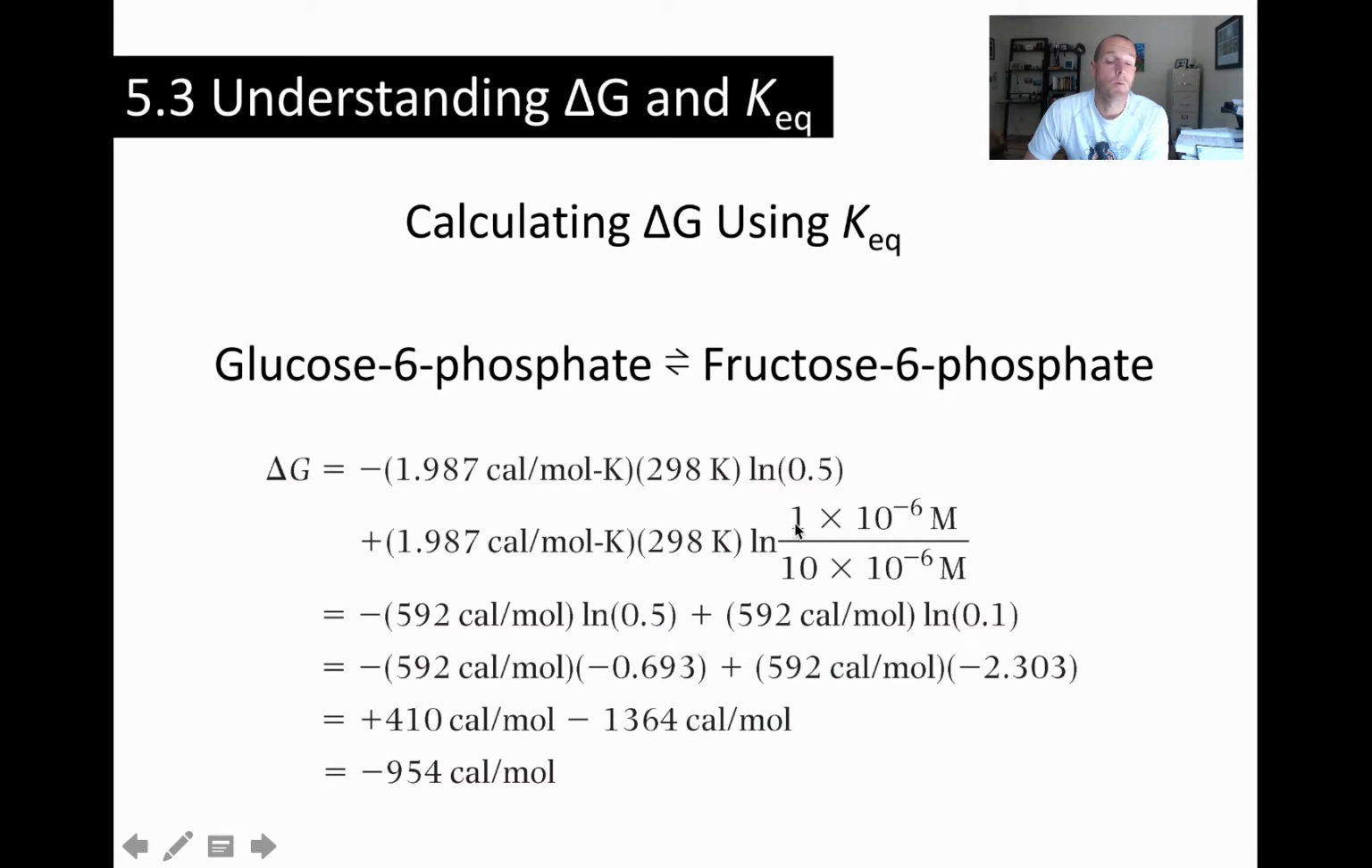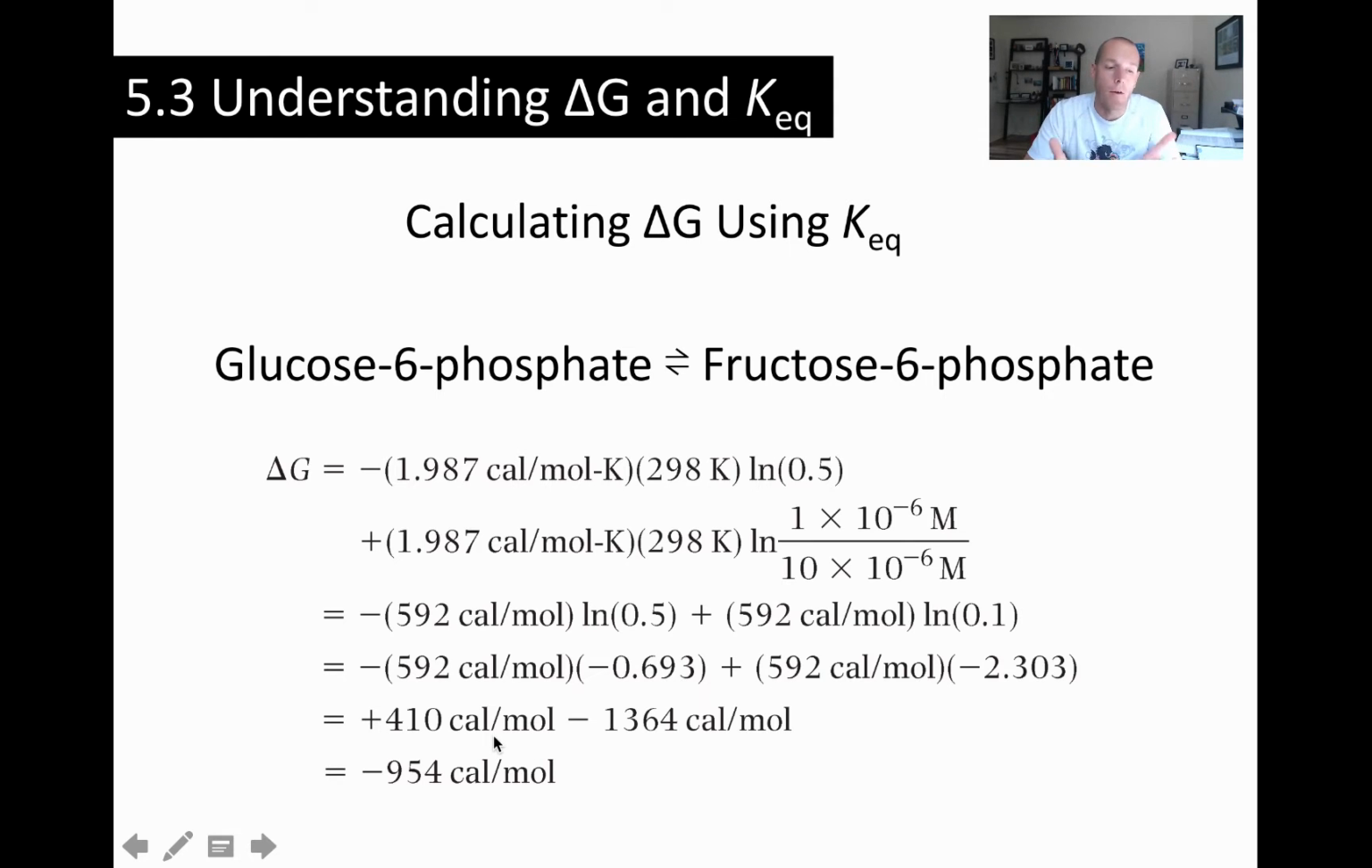So the prevailing concentration of the product in the cells, usually this is in the red blood cells, is 1 micromolar. And then the concentration of fructose, the concentration of glucose 6-phosphate is 10 micromolar. So that gives us 10 times 10 to the minus 6 molar. So these are the prevailing concentrations of, on top, the product and, on bottom, the reactant. And so when we calculate this all out, we end up with minus 592 calories per mole times the log of 0.5 plus 592 calories per mole multiplied by the log of 0.1, which is, if you divide this out, you get 0.1. And it all calculates out to negative 954 calories per mole.